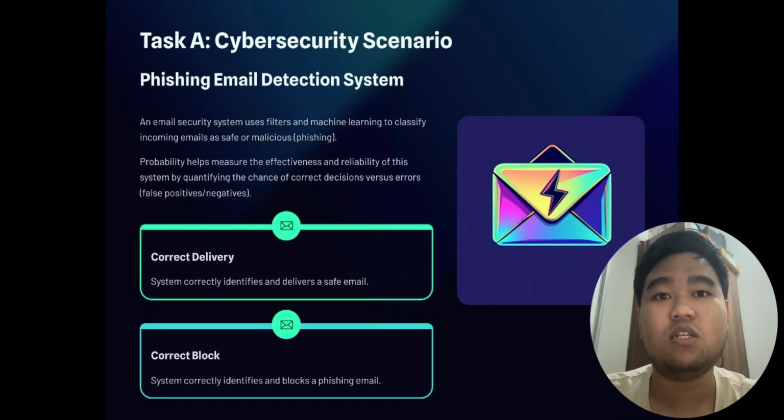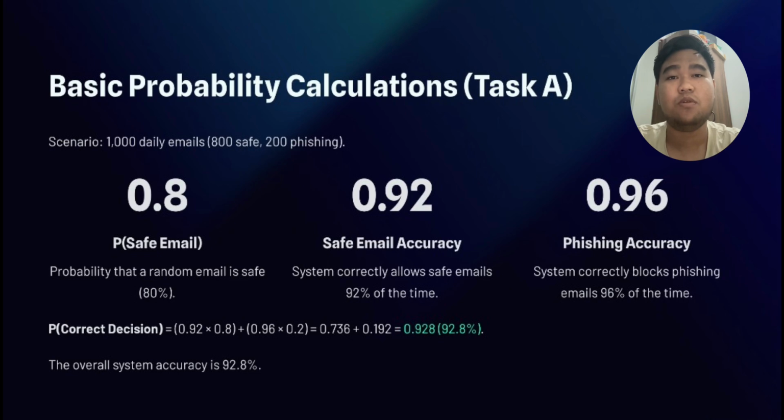Correct delivery: the system correctly identifies and delivers a safe email. Correct block: the system correctly identifies and blocks a phishing email. That is why I use a phishing email detection system for this probability. The next is a basic probability calculation. For Task A, the scenario is 1,000 daily emails: 800 are safe and 200 are phishing emails. The calculation gives P(safe email) 0.8, safe email accuracy 0.92 and phishing accuracy 0.96.